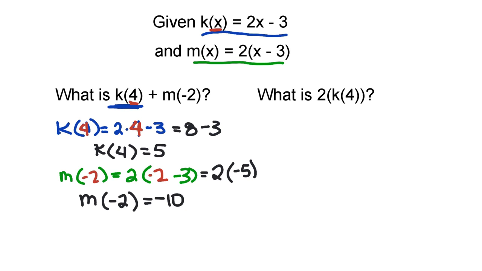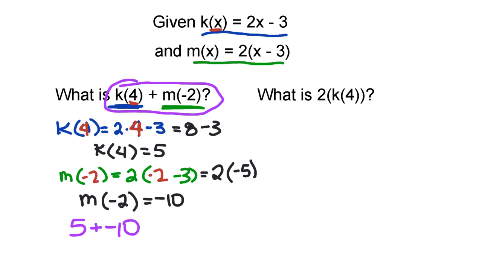So I've done two kind of separate problems, and then the whole thing says to add those together. So when I do this whole thing, I take 5 plus negative 10, because the 5 is from that k of 4, and the negative 10 is from the m of negative 2, and that gives me negative 5. So that's my answer. Negative 5 is the output of the whole thing, but I had to do inputs and outputs separately first.